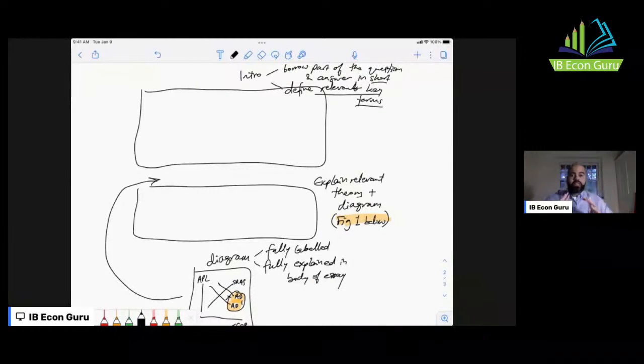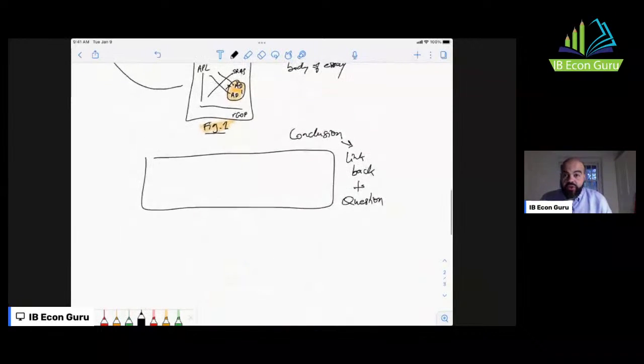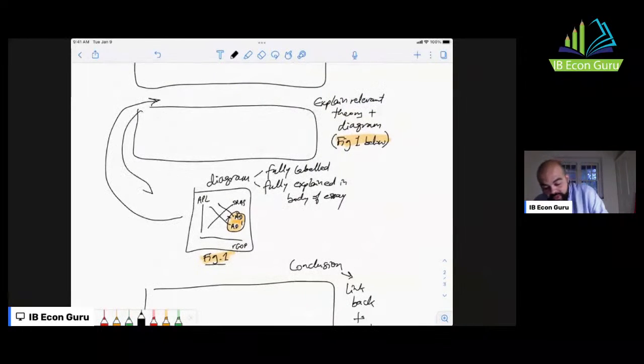And then while explaining economic theory, they are merging explaining the theory with explaining the diagram. And then you have your conclusion paragraph. You can sort of swap these around. It doesn't really matter. As long as relevant economic theory is fully explained and whatever diagram or diagrams you draw are fully explained, you're fine, okay?